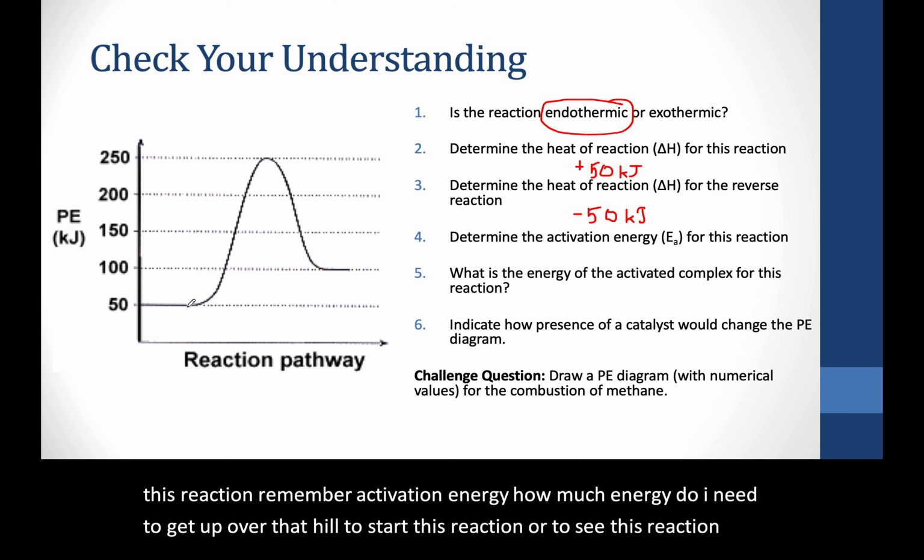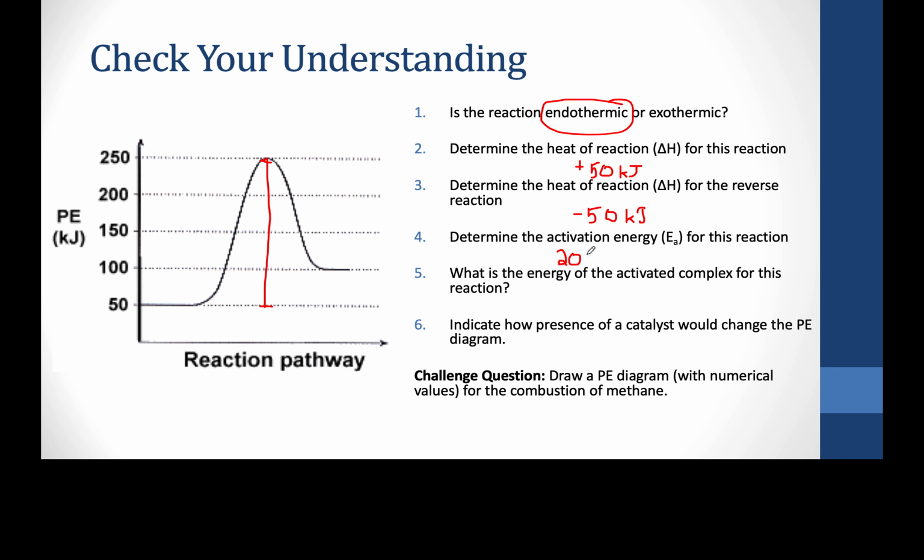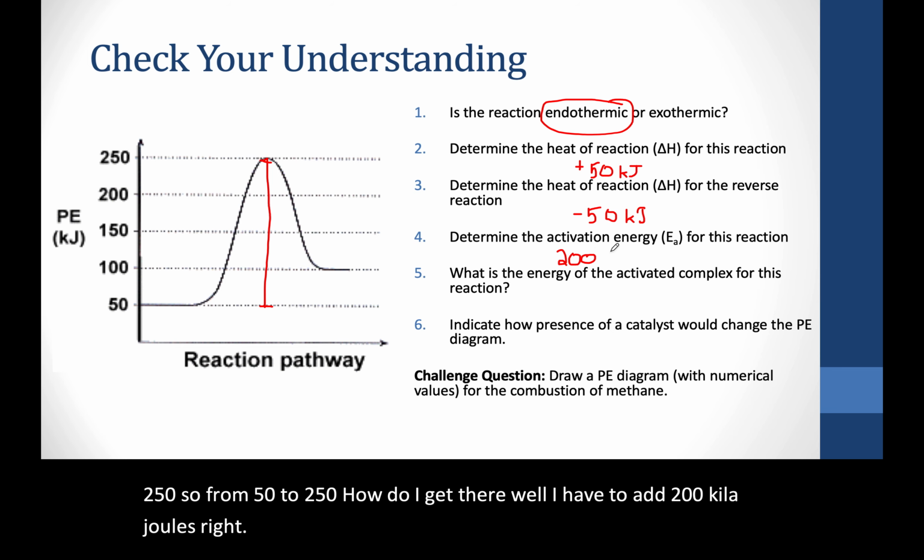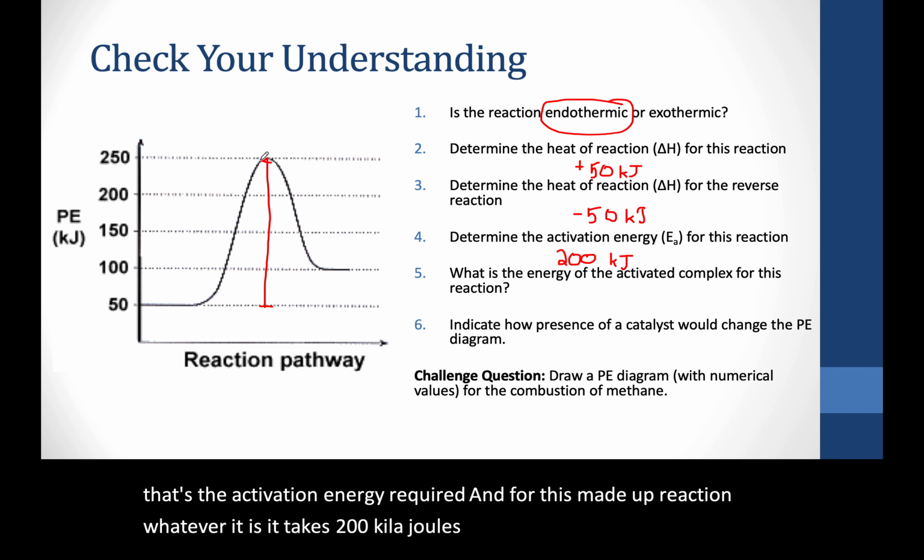So we're starting here at 50, and we're going up to 250. So from 50 to 250, how do I get there? Well, I have to add 200 kilojoules. So it's just about how do I get from where I start to the top of the hill. That's the activation energy required, and for this made-up reaction, it takes 200 kilojoules to get from our reactants to the top of the hill.